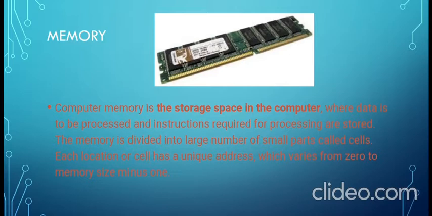Computer memory or random access memory is your system's short-term data storage. It stores the information your computer is actively using so that it can be accessed quickly. The more programs your system is running, the more memory you'll need.